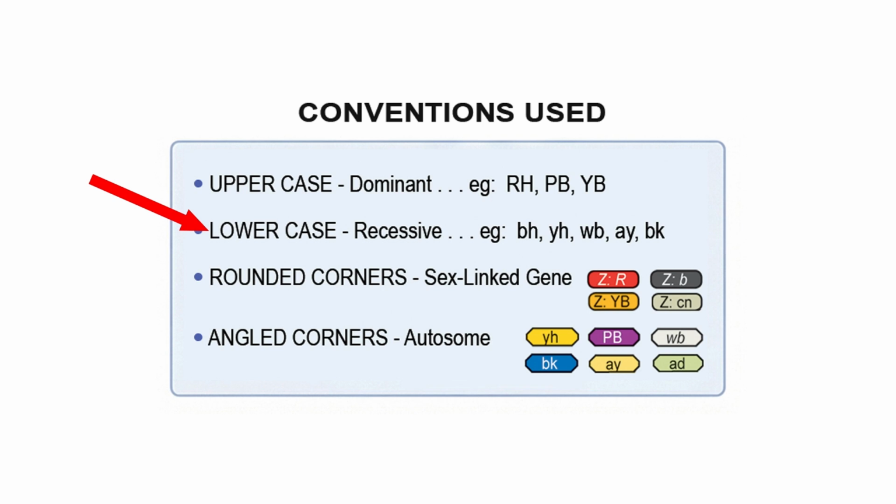When looking up genetics in reference tables, rounded corners indicate that it is sex-linked. For example, you can see that a sex-linked trait is always on a Z chromosome and that yellow back is dominant sex-linked, while cinnamon is recessive sex-linked. In a similar way, angled corners are used to indicate an autosome. For example, purple-breasted is dominant autosomal and white-breasted is recessive autosomal.